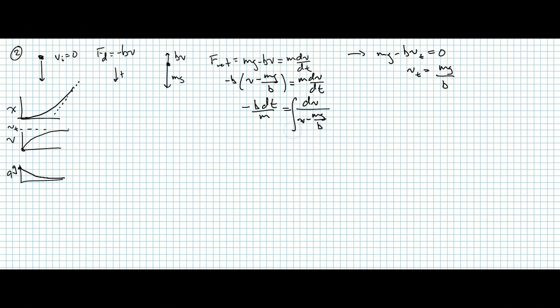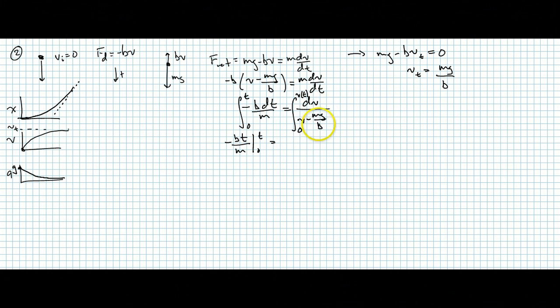Okay, now I'm going to integrate and be careful about my limits. I'm going from 0 to t, and that takes me from my vi, which is in this case 0, to my vf, which depends on the t, so I'm going to call it v of t. So I'm solving for actually really a function. Alright, left side's easy enough. Minus bt over m, evaluated from 0 to t.